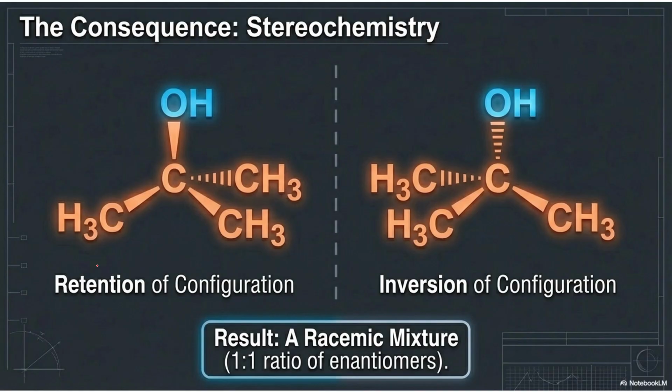See here, one product you are getting with the same type of configuration, which is called retention of configuration. It means the nucleophile is attacking from the same side the OH left from. But if it is attacking from the below side, the opposite side, you get inversion of configuration. So you are getting a 1:1 ratio of the isomers.